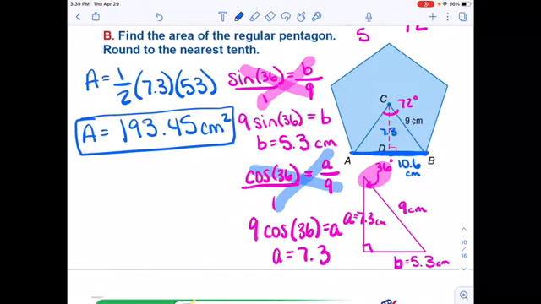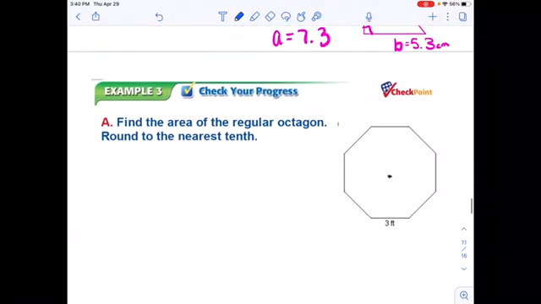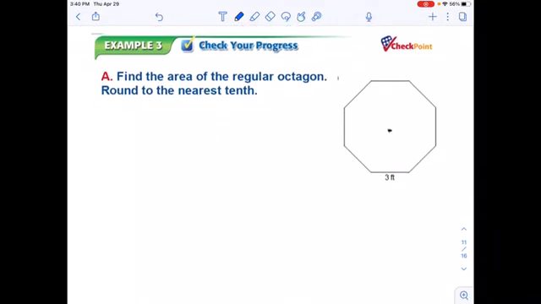If we look back a step and hadn't found our apothem yet, you could have actually solved for the apothem using Pythagorean theorem if you would like to. You don't have to use trig for both. If you have enough information to use Pythagorean, you can use it. All right, one more like this. We are going to find the area of the regular octagon, round our answers to the nearest tenth.